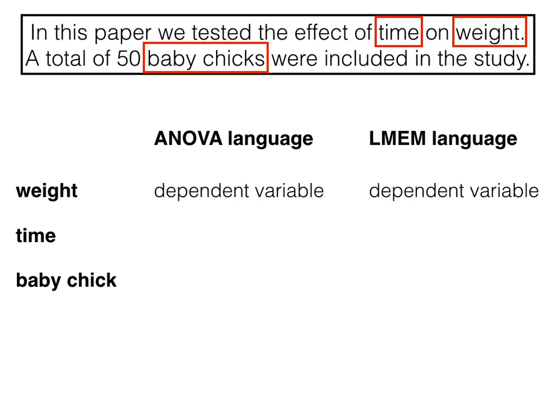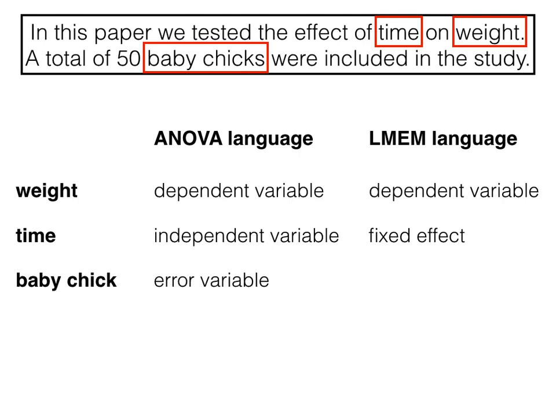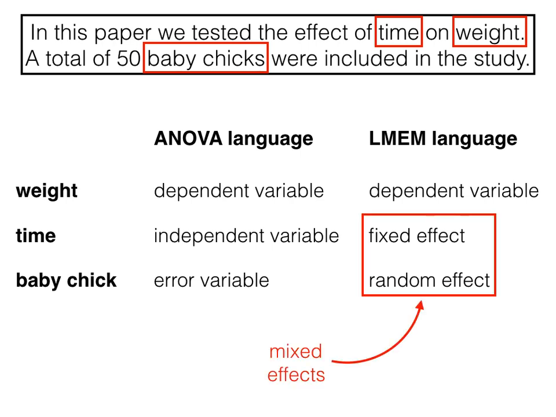For weight, it's actually the same. For both of these models, you would refer to weight as the dependent variable. However, after this, it starts to become different. In an ANOVA, time would be referred to as the independent variable. But in a linear mixed effects model, it would be a fixed effect. In an ANOVA, baby chick would be referred to as the error variable, but in a linear mixed effects model, it is called a random effect. Notice that in the linear mixed effects model, we have two types of effects, fixed and random, thus why it's called a mixed effect model.